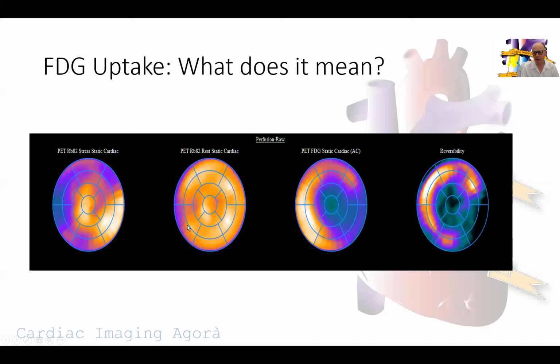So what we're dealing with here is a couple of things. We're dealing with an area of probably some resting ischemia in the inferior septum right here. And then we're dealing with an area with what has been called for a long time ischemic memory. So the way we do our tests is we do the rest images first, then we do the stress images, then we do the FDG. So when we stress this patient, we cause some ischemia here, some true ischemia, not only differential perfusion on the PET.